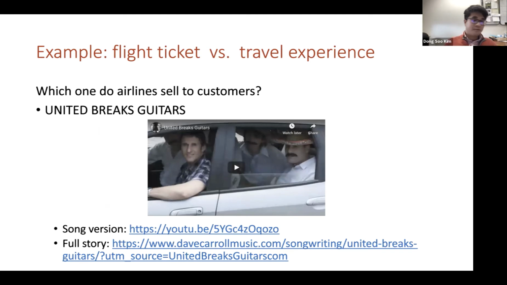Here is an example. Which one of flight ticket versus travel experience do airlines sell to customers? This famous story of Canadian musician Dave Carroll may help answer the question. And let me first play this song.